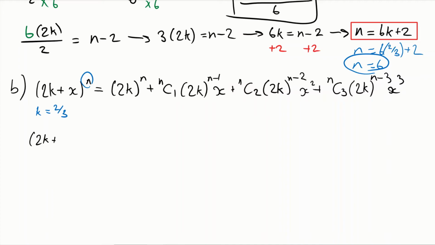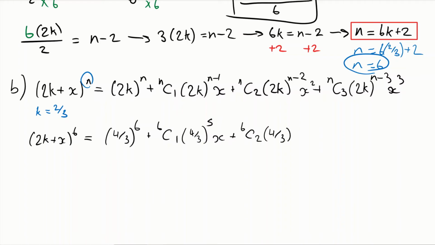So (2k plus x) to the power of 6 now, we get (4/3) to the power of 6 plus 6C1 multiplied by (4/3) to the power of 5 times x plus 6C2 times (4/3) to the power of 4 times x squared plus 6C3 times (4/3) to the power of 3 times x cubed. We can go on, but we're only doing it up to the term x cubed.